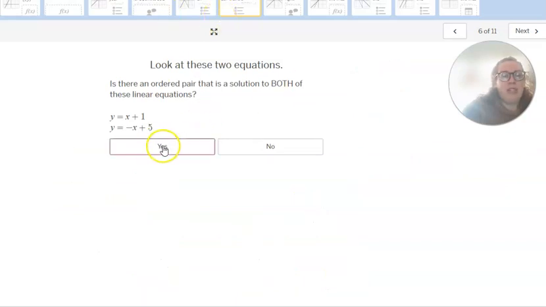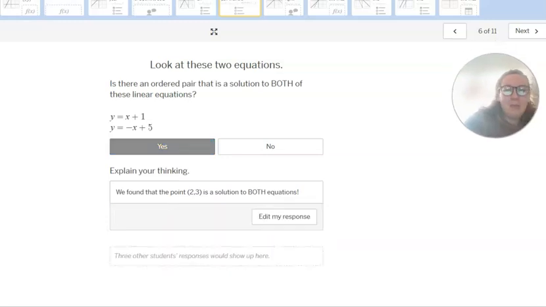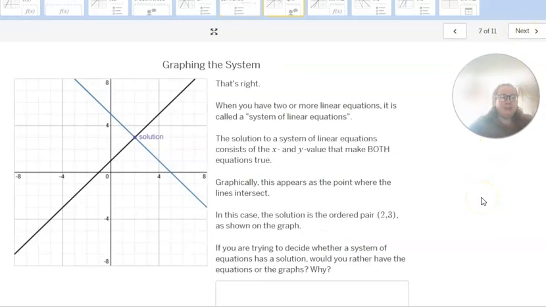So I'm going to hit yes. We found that the point (2, 3) is a solution to both equations. I don't know why I just yelled that. Push ahead to slide 7 when you're ready.